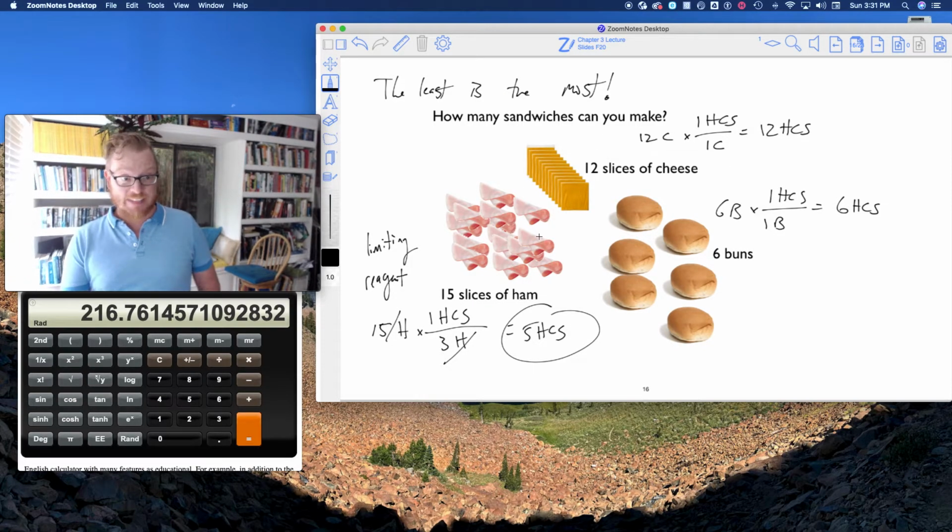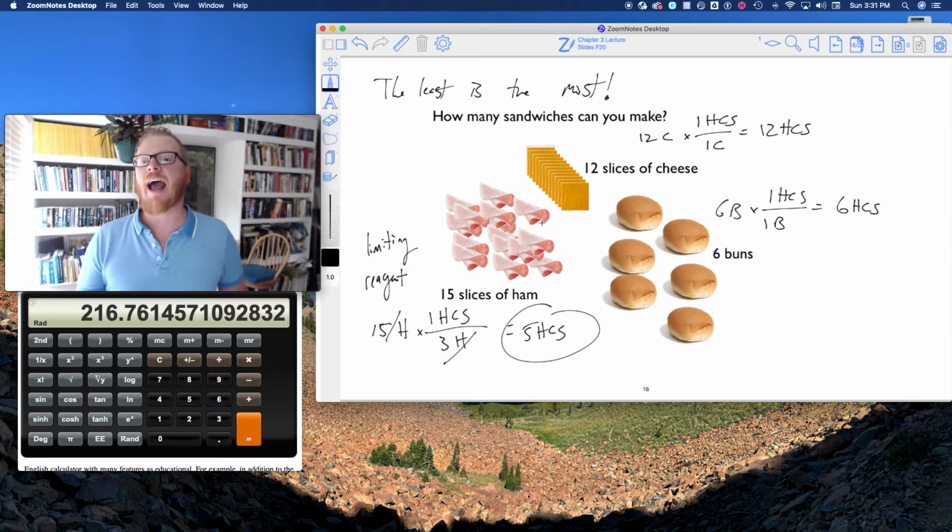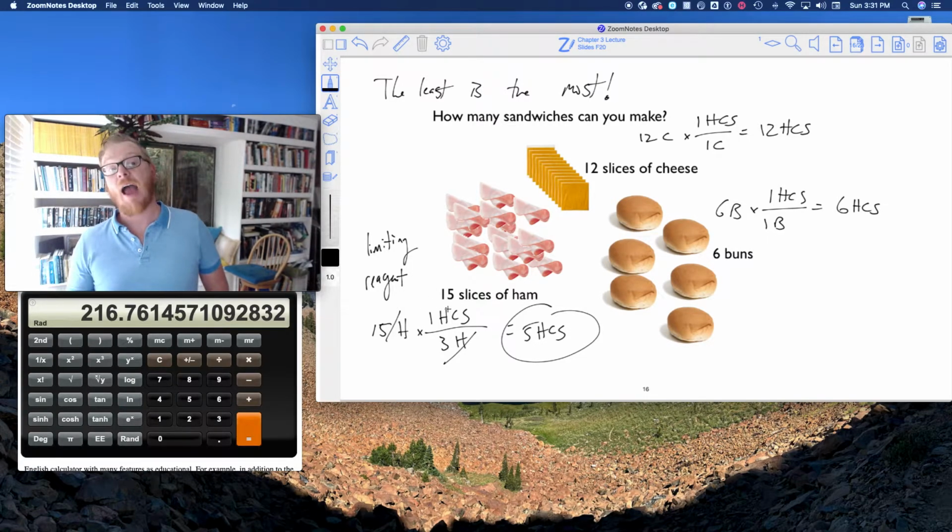we could do the exact same thing here. If I had 12 slices of cheese, how many could I have made? If I had 6 buns, how many could I make? If I had 15 slices of ham, how many could I make? So from all of this, we learned that we could only make 5 ham and cheese sandwiches, right? So how much cheese would I have left over? Well, hopefully you can see pretty easily that's going to be 7. But how do I get that?